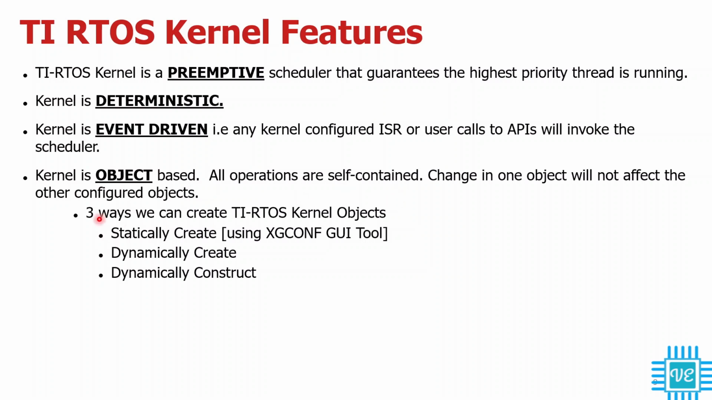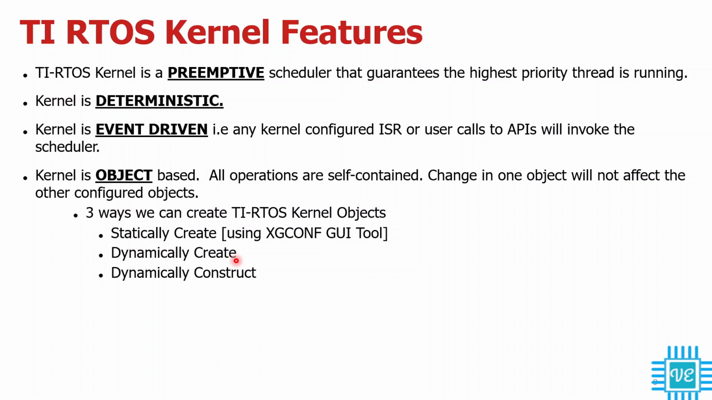TI-RTOS provides three ways to create the TI-RTOS kernel objects. The first one is statically create. Statically create means using the XGCONF GUI tool. The static configuration is always based on the GUI tool, and there is some script also associated with that GUI tool. I will show you later how we can use this GUI tool to configure or create the tasks or semaphores and so on, even for the memory management also. This is one method of creating the TI-RTOS kernel objects.